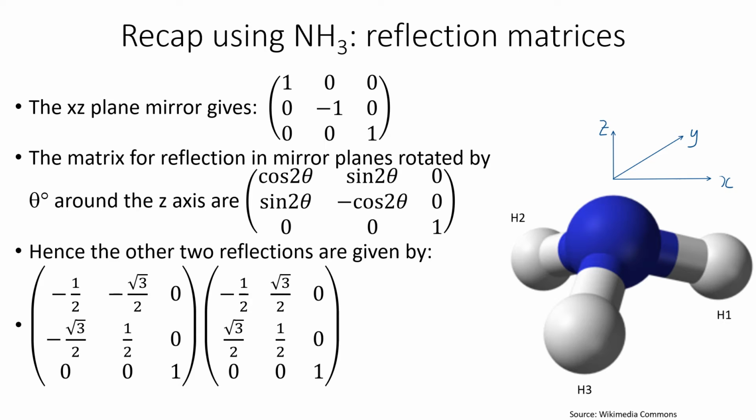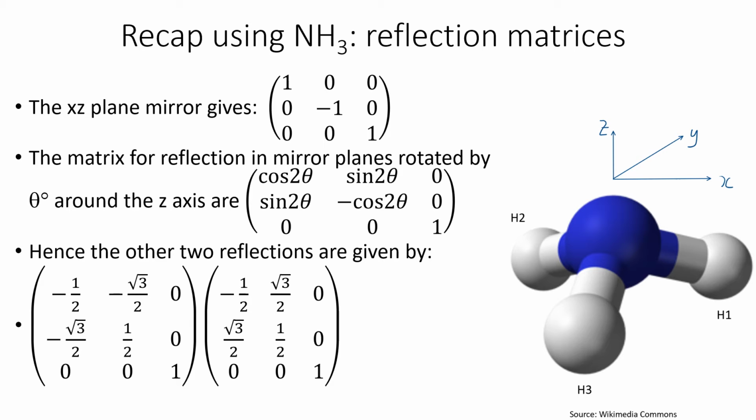So for example, that matrix on the left there, we've done a 120 degree rotation of the mirror plane to take it from hydrogen atom H1 into atom H2. And so that 120 degree rotation, well, it says 2 theta in the formula, so these are the trig functions of 240 degrees. So the cos of 240 is minus a half, and the sine of 240 is minus root 3 over 2.